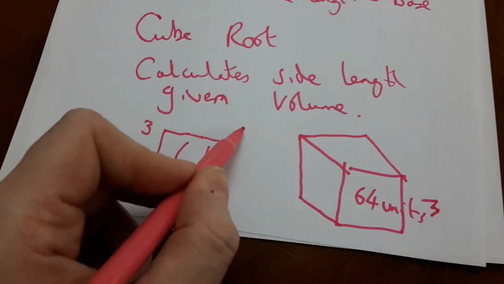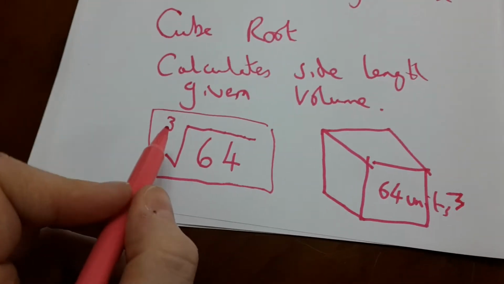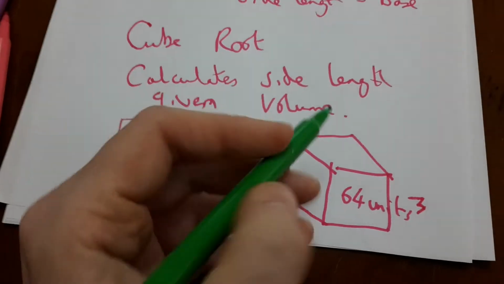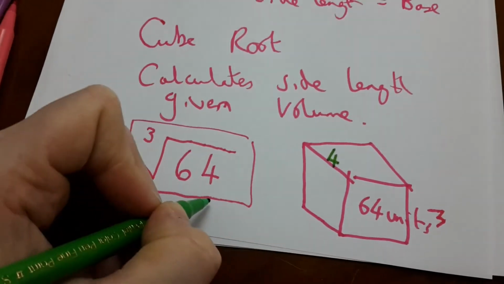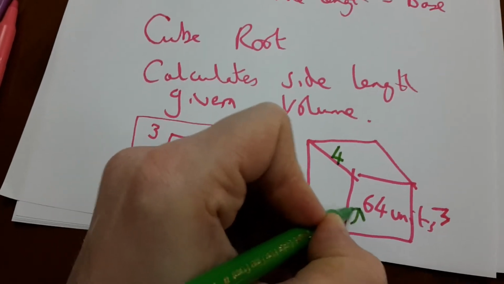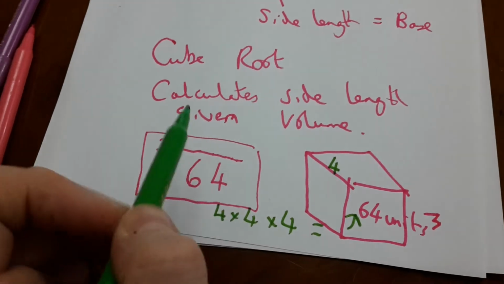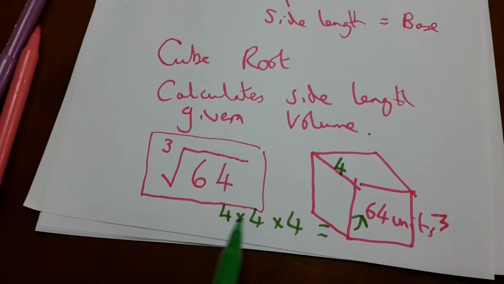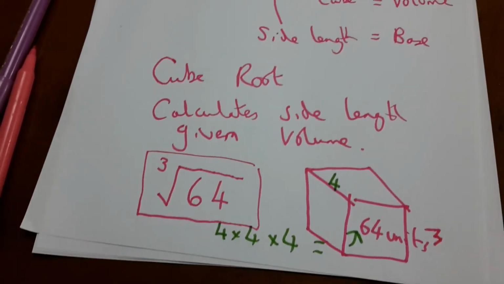And by writing this in a calculator, it will tell me what number is multiplied by itself 3 times to make 64. And the answer to my side length problem is 4, because 4 times 4 times 4 equals 64. So the side length of my cube with a volume of 64 has to be 4, because 4 times 4 is 16, 16 times 4 is 64.